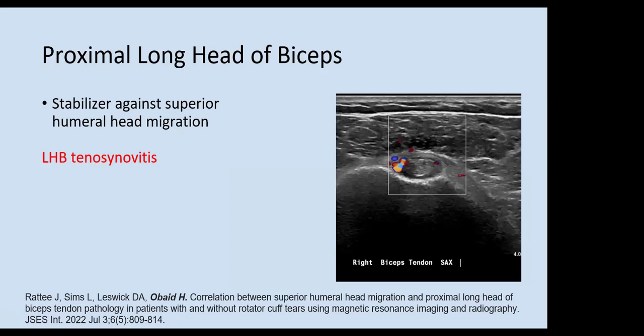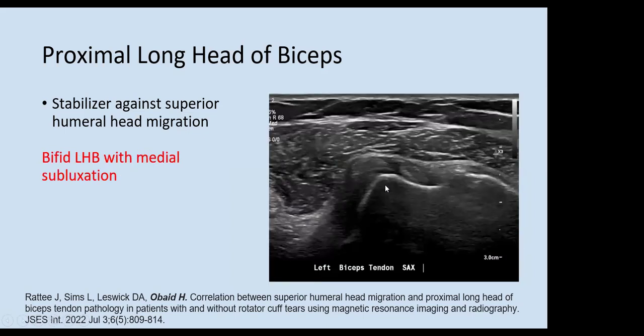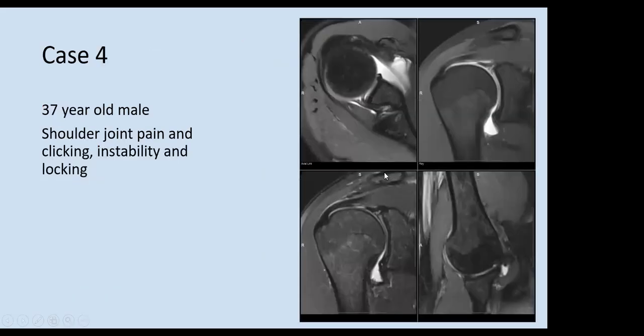Another pathology that can develop with the long-headed biceps tendon is tenosynovitis, demonstrated by fluid and the halo sign around the proximal long-headed biceps tendon with increased vascularity. A normal variant can also develop, which we call the bifid tendon, where you have two tendons in the bicipital groove. That is just a normal variant, but sometimes they can lead to biomechanical problems, and one of these bifid tendons will sublux and cause snapping and clicking of the shoulder joint. Okay, move on to case number 4.